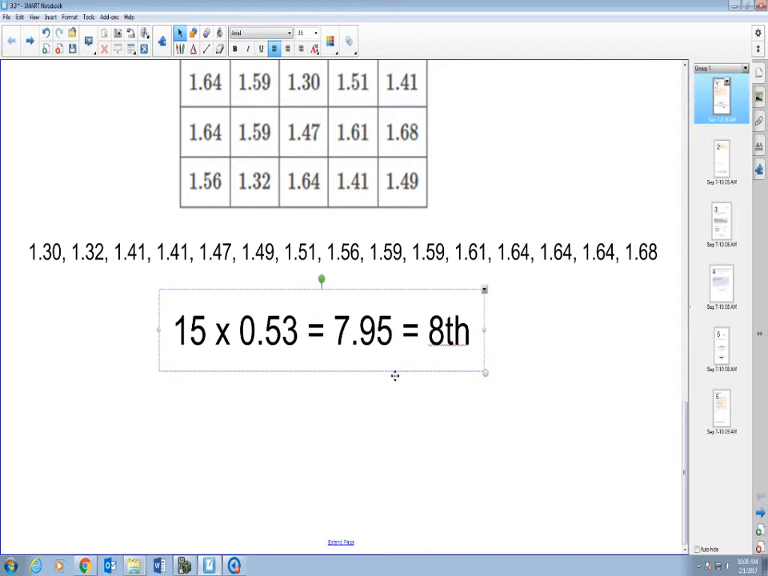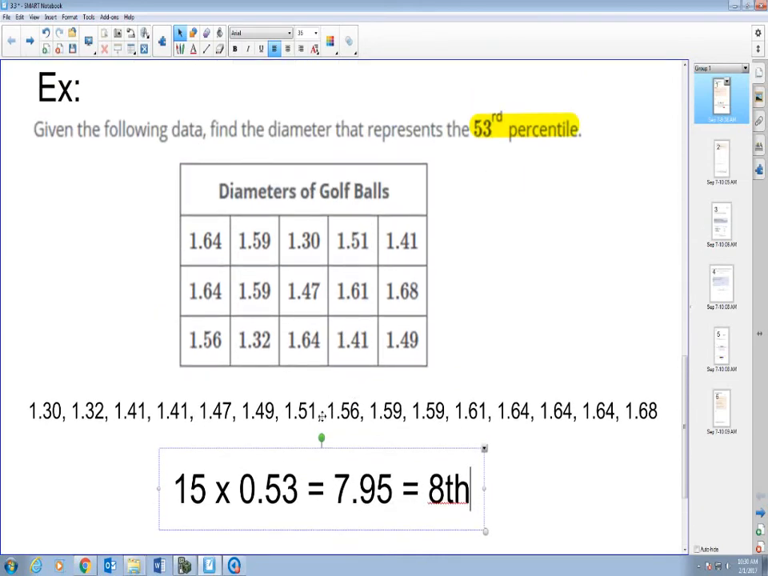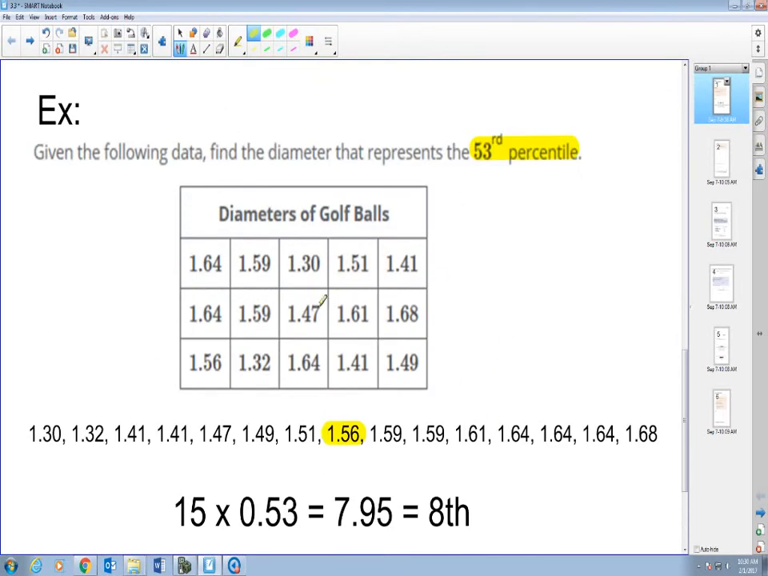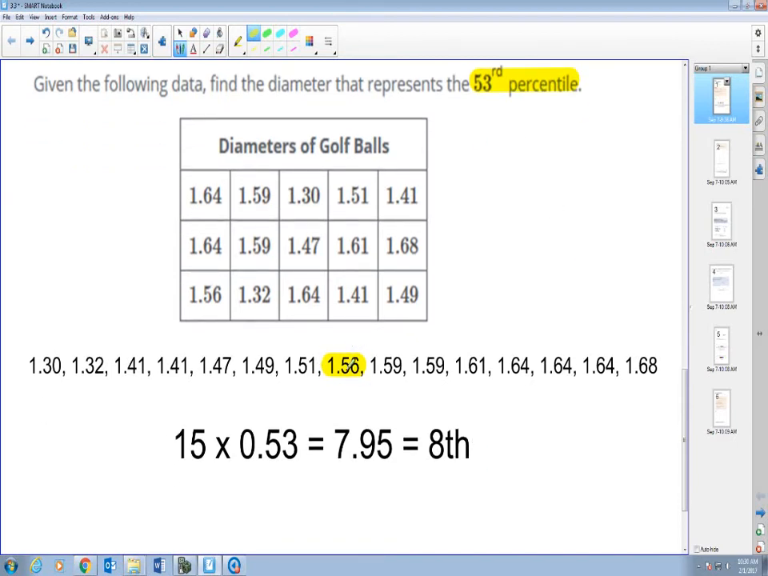What is my eighth number that I listed? 1, 2, 3, 4, 5, 6, 7, 8. So 1.56 is the number that lies in the 53rd percentile. That's my answer, 1.56. That's what this problem is trying to say: which data value lies in the 53rd percentile? It's the eighth number, which is 1.56.